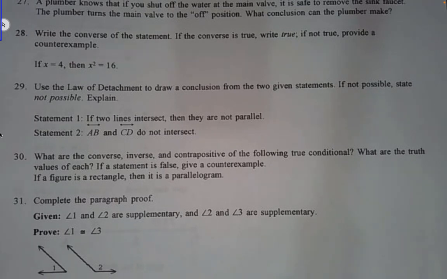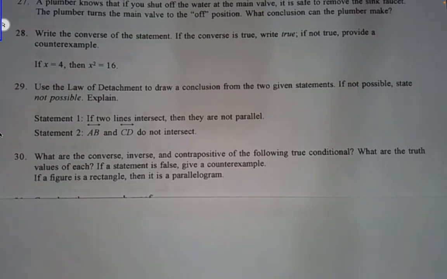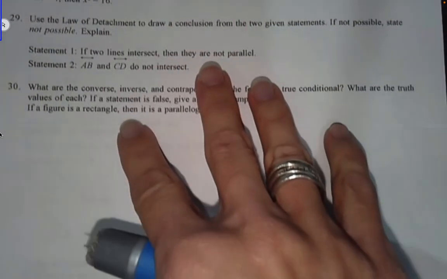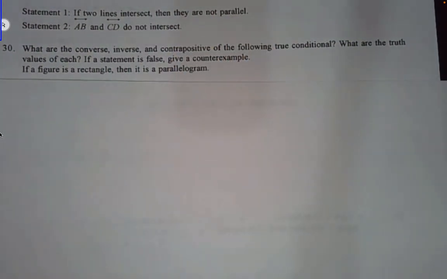Yeah, to me it just makes sense to say the hypothesis doesn't match. Cannot make a conclusion. Okay, number 30. This one, there's a lot to it. There's a lot of writing. It wants the converse, the inverse, and the contrapositive, and then the truth value. Okay? We'll get to that one once we get there.